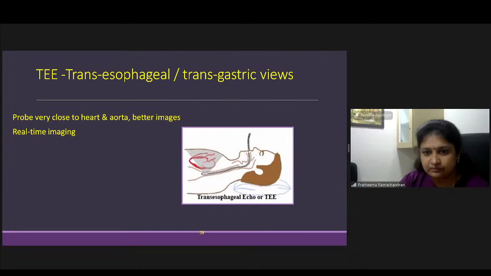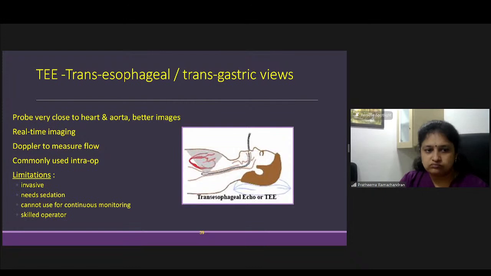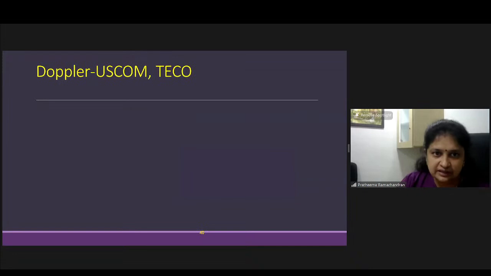Is there any infective endocarditis change? Are there any vegetations on the wall? This is basically how the health of the heart is, how well it is beating, or whether it is able to pump adequate blood. So it is invasive, it needs sedation, and only a skilled operator can do it. It cannot be done by everybody as with the transthoracic echo. So these two are echocardiography.